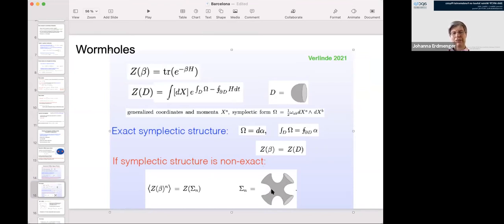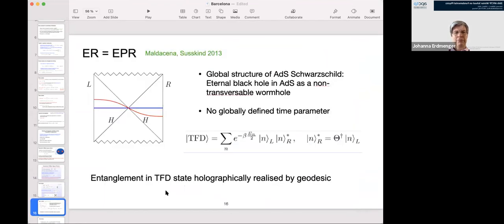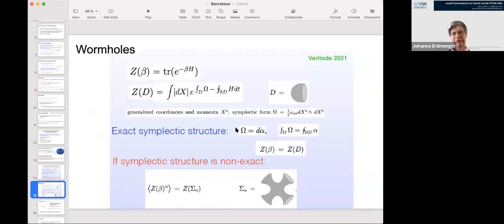And this could also happen, for instance, with more complicated wormholes, with not just two ends, but say four ends, or a large number of ends, as is depicted here. Okay, and then the partition function for this wormhole with n ends would be the integral over this entire surface that is shown here. So this is a formal derivation of this non-factorized structure of wormholes.